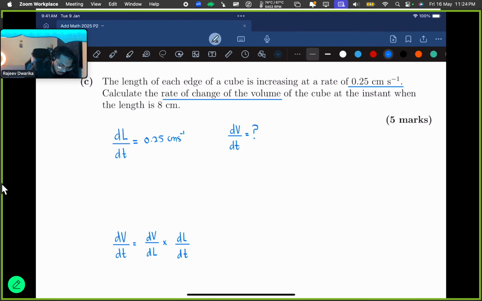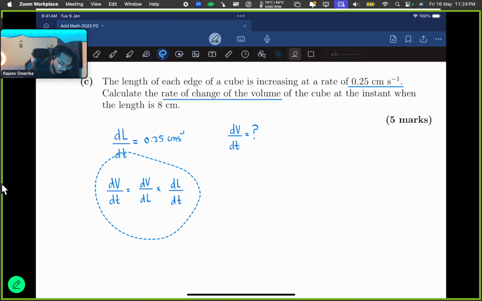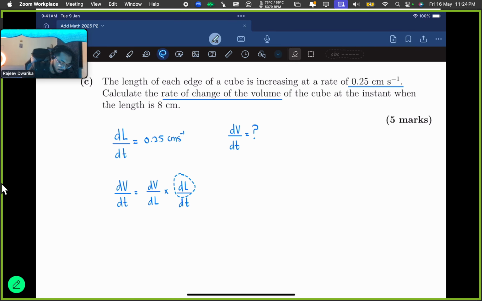Flip it. Inverse. Actually, we don't need to do anything, because watch. Cube is equal to side cubed.